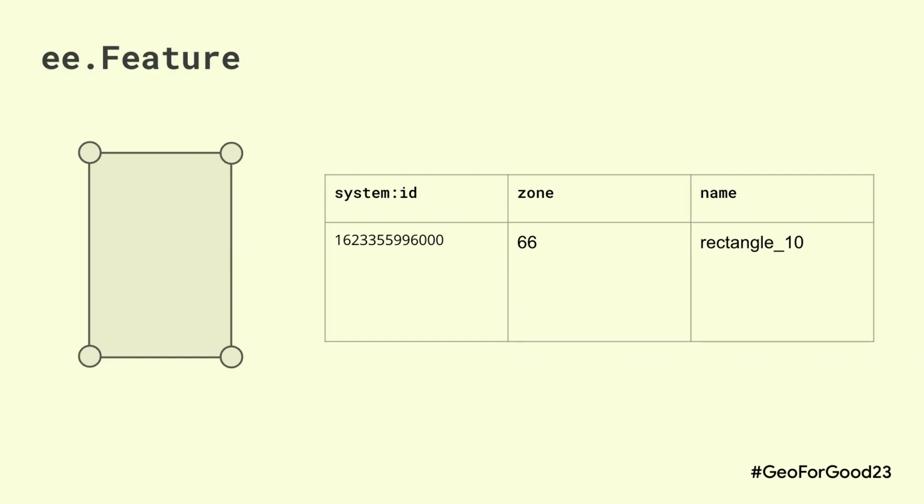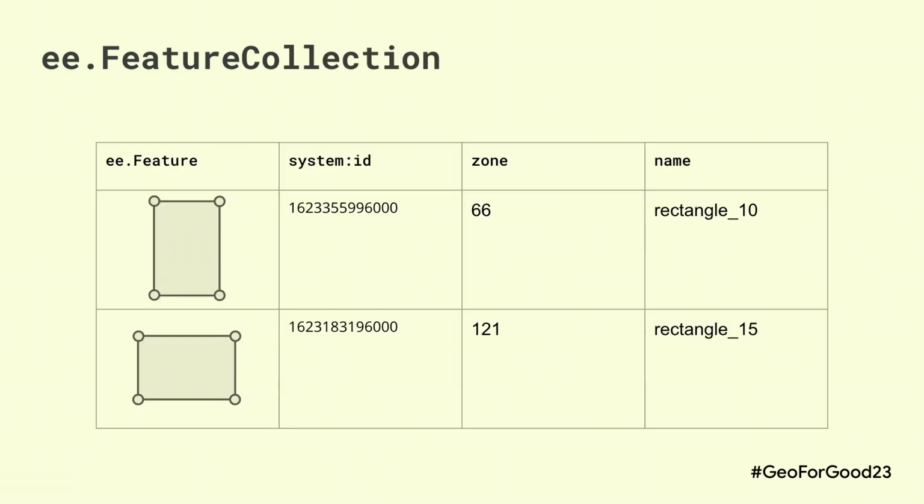And when we make it into a feature, we still have this geometry with vertices, but now we also have an attribute table attached to it. So we know that this geometry has this ID. It's in zone 66, or it defines zone 66, and it's called rectangle 10. And there's any number of things that you could add to this attribute table. And then similar to image collections, a feature collection is just this set now. Think of it as a table of features that have geometries and then their properties.